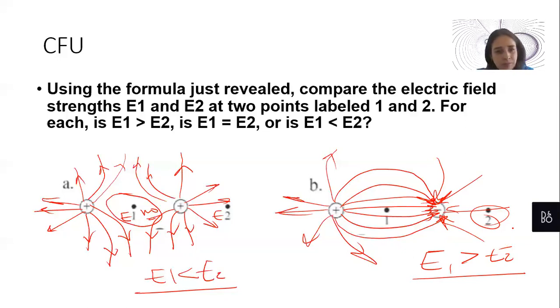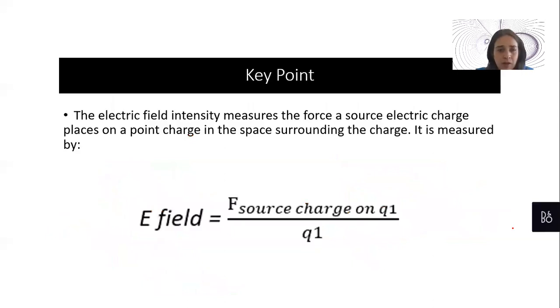Alrighty, moving along. So a key point that connects our check for understanding with the reading that we just did is that the electric field intensity measures the force a source electric charge places on a point charge in the space surrounding it. And it's measured by the following equation. All right, so please take the next minute or so to write this into your notebook. You can press pause until you're ready to come back.